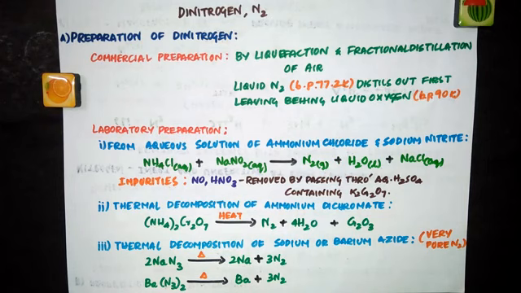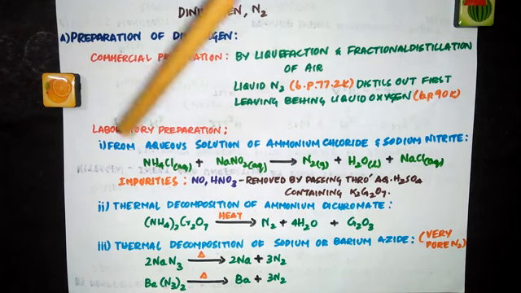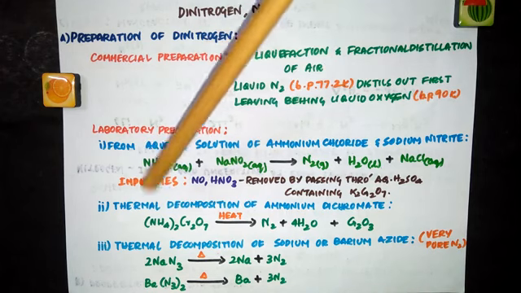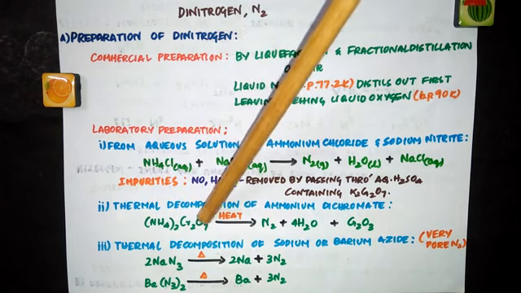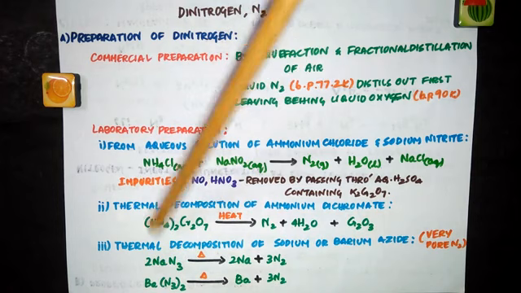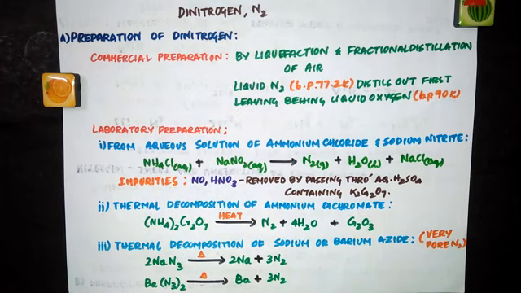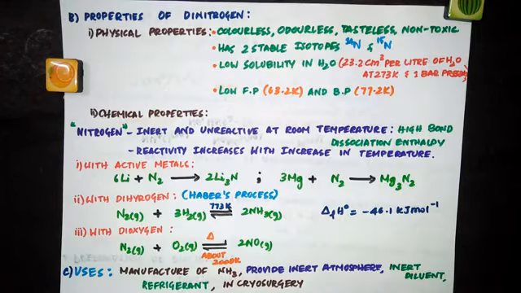So we have prepared nitrogen. We have seen two different preparations, commercial and laboratory preparation. Under laboratory preparation, we prepared nitrogen from three different reactions. First one with ammonium chloride and sodium nitrite, and from thermal decomposition of ammonium dichromate and thermal decomposition of sodium or barium azide. Now we will see the properties of dinitrogen N2. So we're going to see the physical properties and chemical properties.